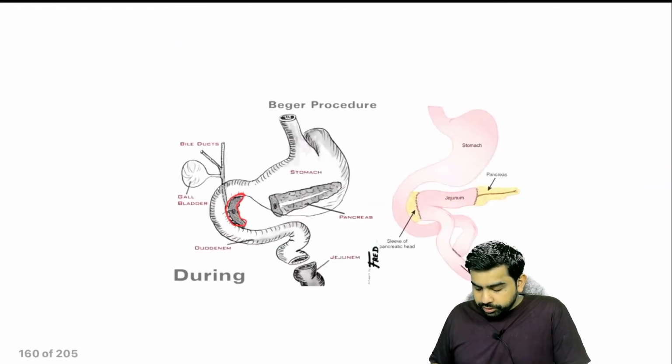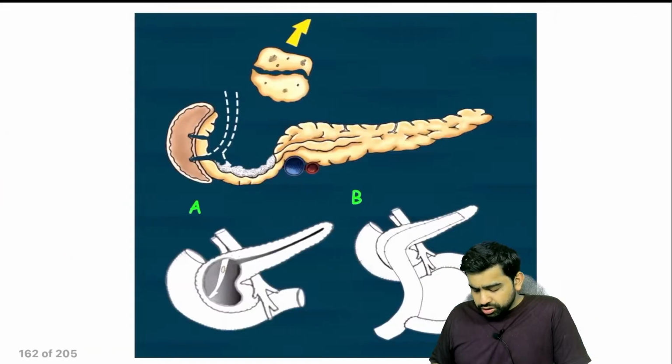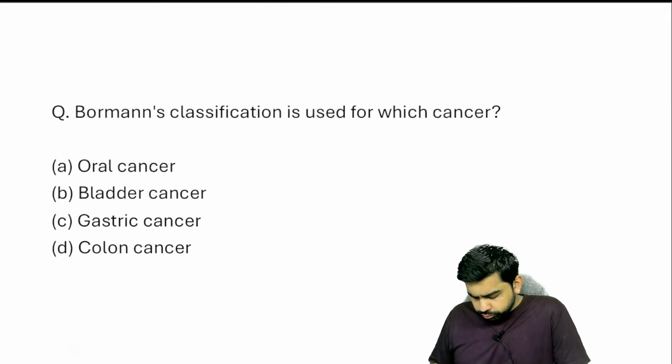Please try to remember this. I will not go into the details of this. It's not a very high yield topic, so I'll just move on to the more important topics. But I hope you have understood that the image shown over here is a longitudinal pancreaticojejunostomy. That is a Puestow procedure.